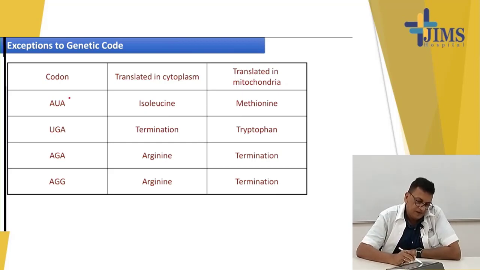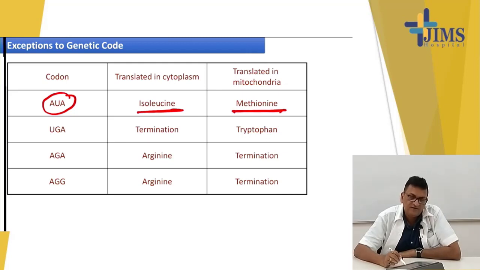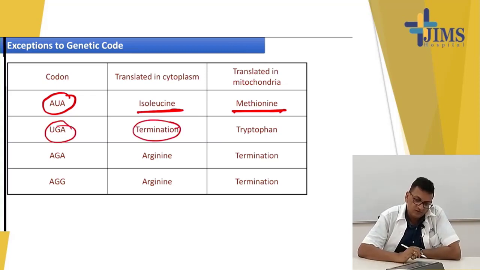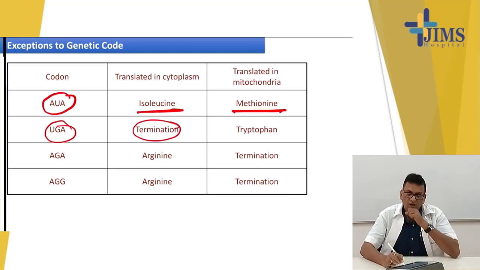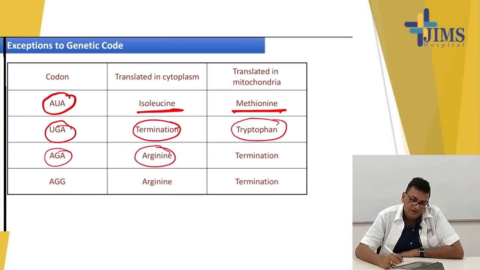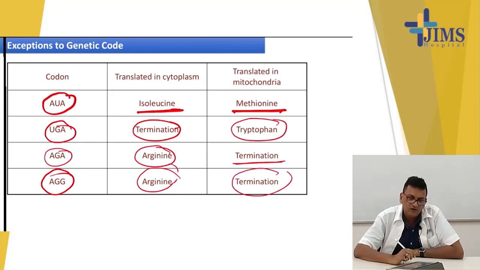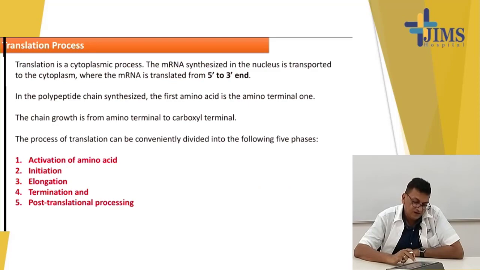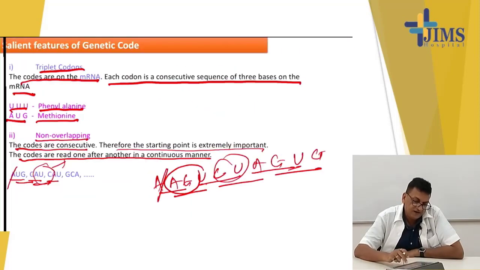You have AUA, which in cytoplasm is translated into isoleucine, and in mitochondria this is translated into methionine. These are the exceptions. UGA, which is the termination codon, will code in the mitochondria as tryptophan. AGA, which codes for arginine in cytoplasm, in mitochondria codes as a termination codon. Similarly, AGG is an arginine codon in the cytoplasm, but it will be a termination codon in the mitochondria. So these are the different exceptions for the genetic code.